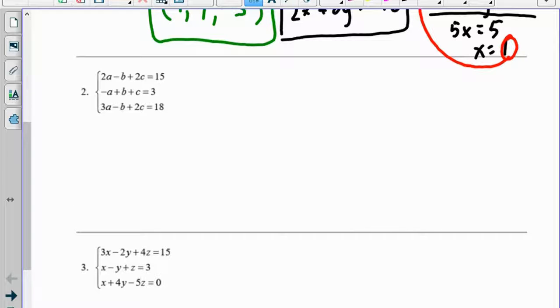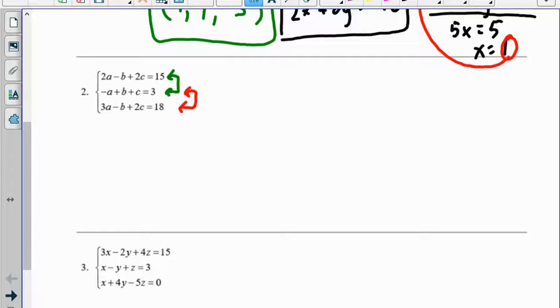Here's problem 2. 2a minus b plus 2c equals 15, negative a plus b plus c equals 3, 3a minus b plus 2c equals 18. In a problem like this, they're not giving us something. So what we want to do is find a variable, any variable, that we can eliminate twice. So what I'm going to do is look at the first and the second equation, and I'm going to look at the second and the third equation.